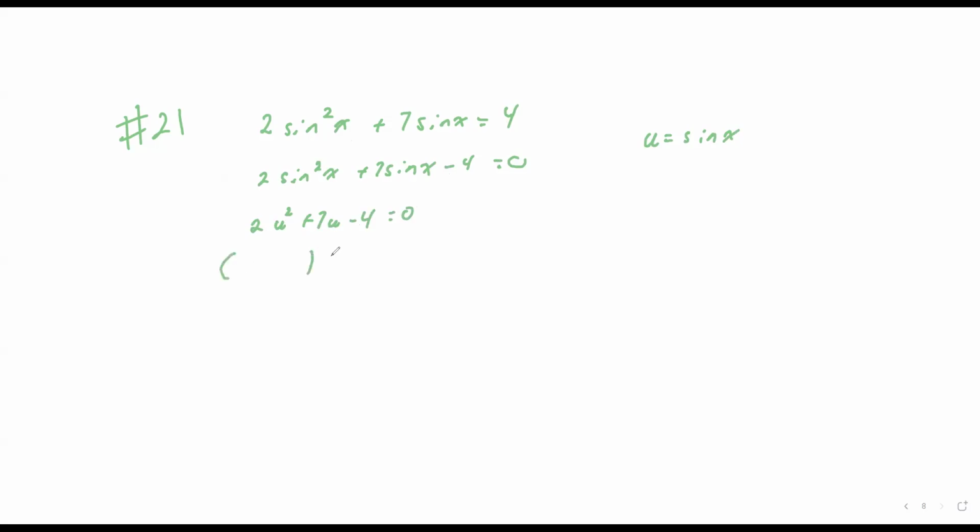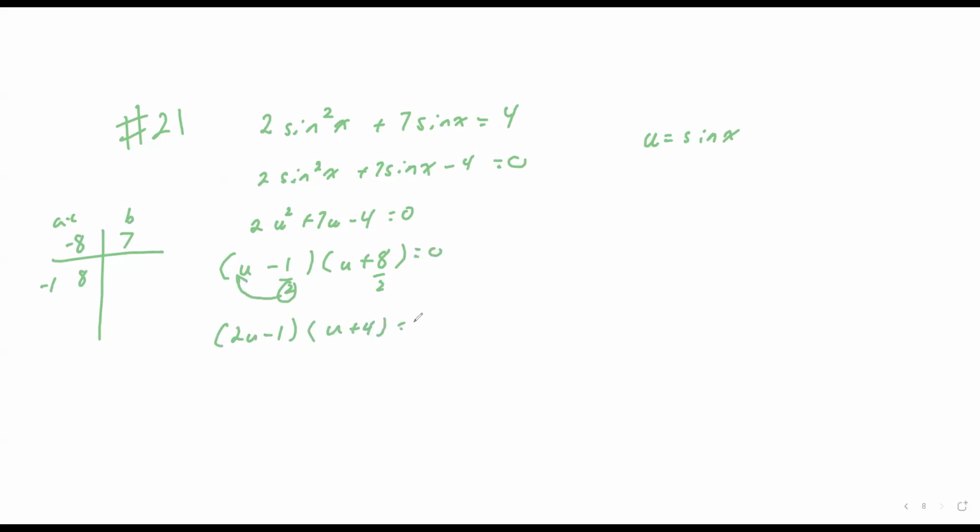Let's see. So we got bang, bang, bang, u. I'm looking for two things that multiply to 2 times -4, which is -8, but then add up to 7. Well, that looks to me like 1 and 8, where this one would be negative. So this would be -1 plus 8, and then I have to divide by my a. And again, if I can't reduce, it just goes to the front. So this is now 2u minus 1, and then this is just u plus 4. The whole time this was equal to 0.